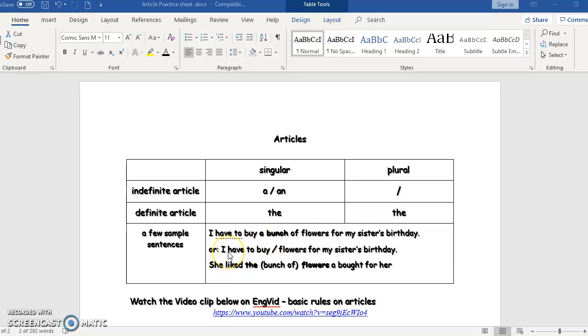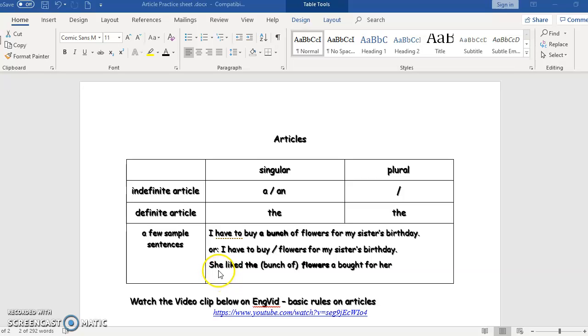Or I could of course also say I have to buy flowers for my sister's birthday. Again, could be any flowers. But it's more than one, definitely, so I don't need an article. Here I could also say I have to buy some flowers, which is also determining flowers, but it's not an article, so I used nothing here.